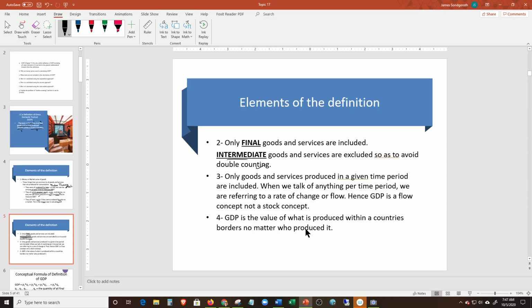So only goods and services produced. Now the third element is only goods and services produced in a given period of time are included. So when we talk per period of time, we are referring to a rate of change or flow. GDP is a flow concept, not a stock concept.